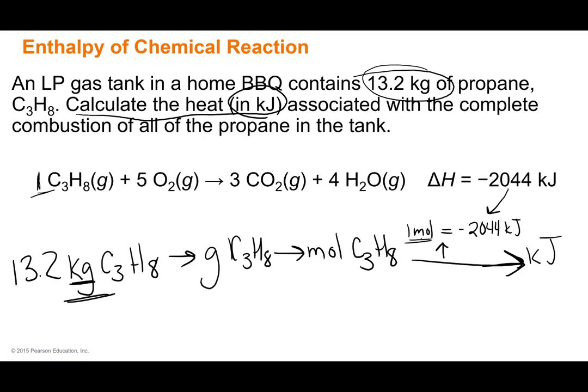Okay. So that's our path. Kilograms to grams, grams to moles, moles to kilojoules. Why don't you guys go ahead and pause the video and get as far into this problem as you can.